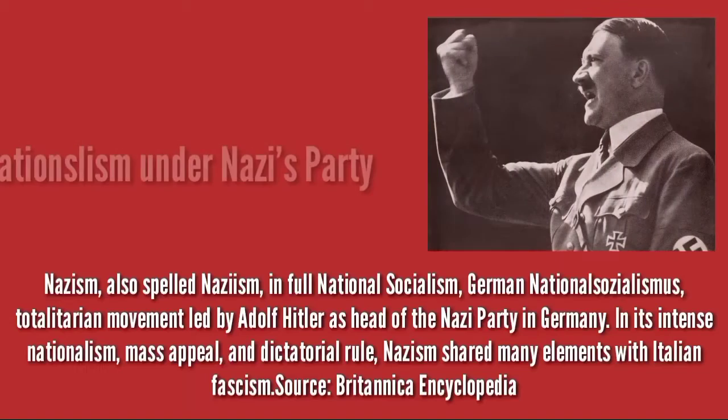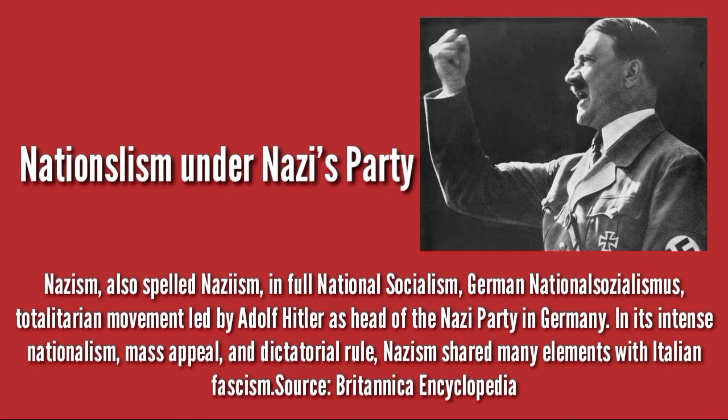We have here German nationalism. So this is actually modern among the other topics we have discussed because this is actually a World War II topic. This is a pre-modern history. Nationalism in Germany is actually associated with the Nazi party or Nazism.